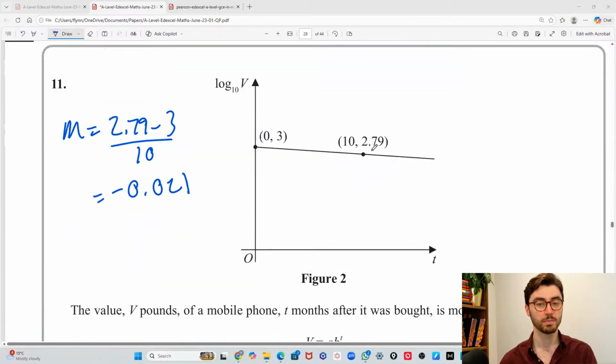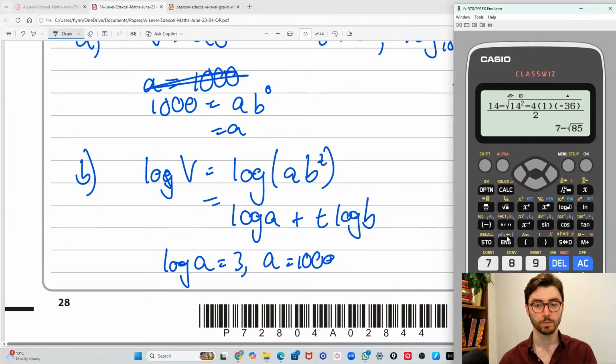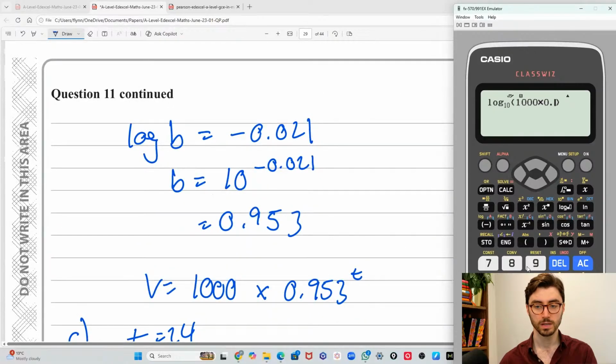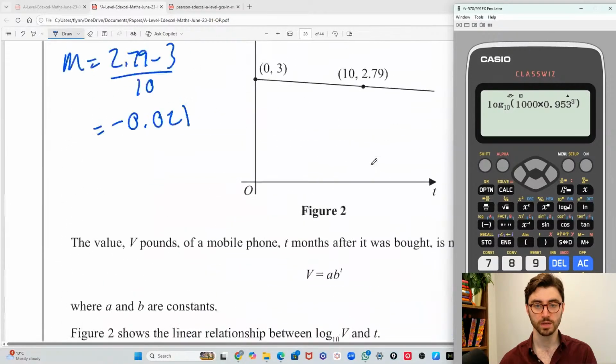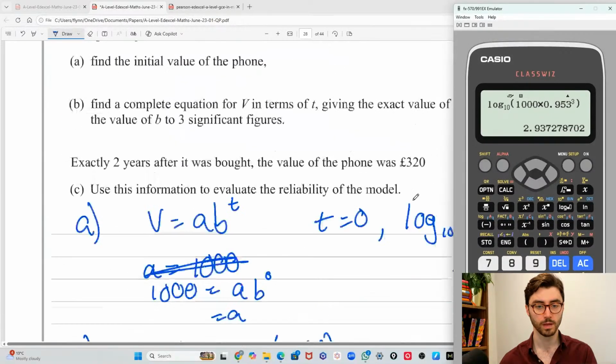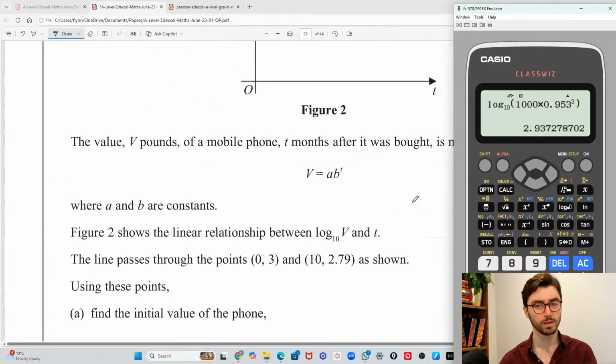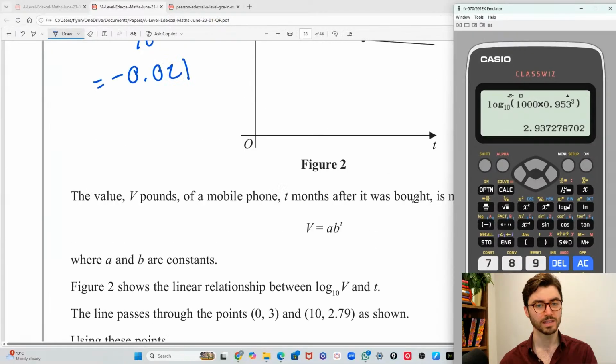Let me just check this point works on my model. If this model is correct, then let's do log to base 10 of 1,000 times 0.953 to the 3. And I should get a number very close to 2.79. I do not. Not even close. That is a problem. That's a major problem.